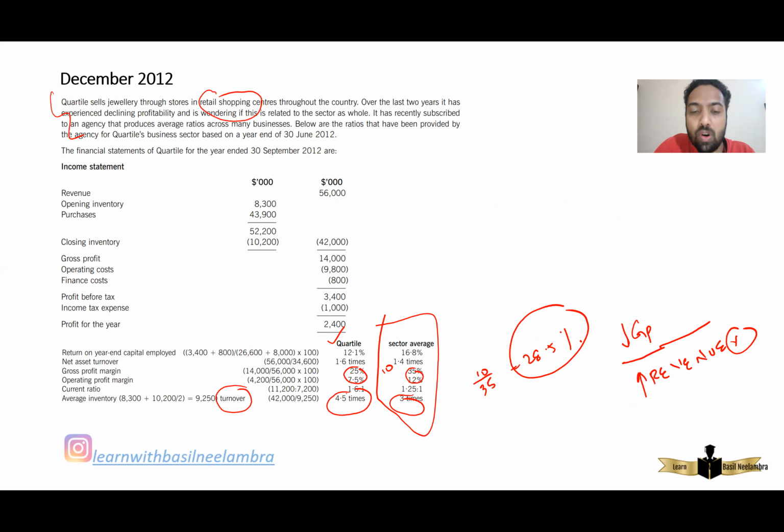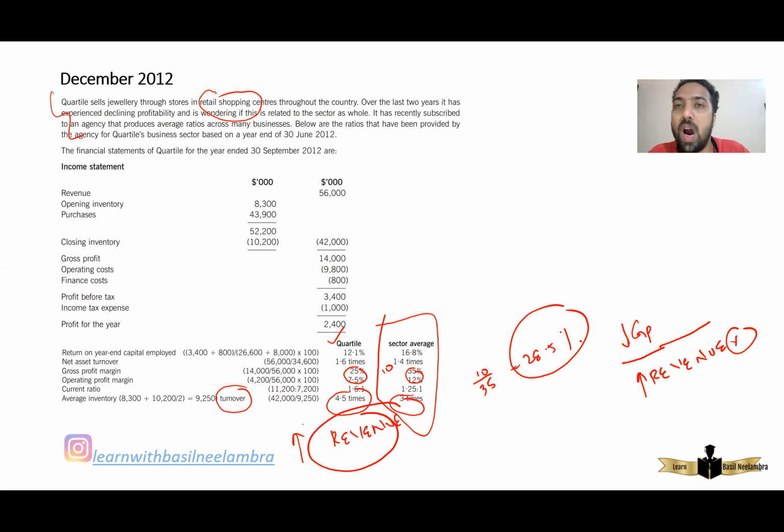So in other words, Cotail's inventory turnover ratio is much higher than the sector. That means Cotail is able to sell more, which means Cotail is having more revenue as compared to the sector, but their gross profit margin is lower. The same scenario which we have come across in my part 1 video of gross profit margin. Same thing. So revenue. So remember this.